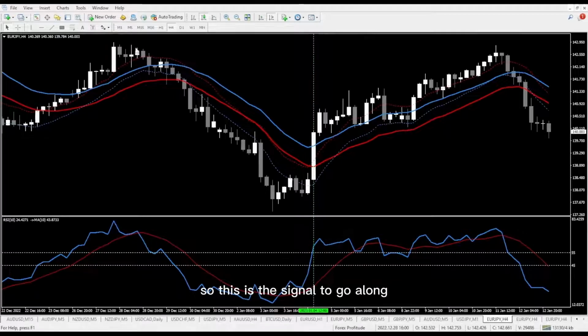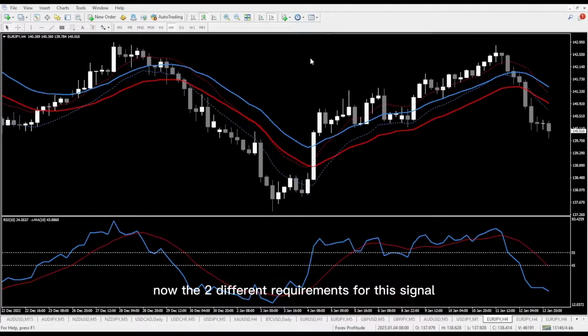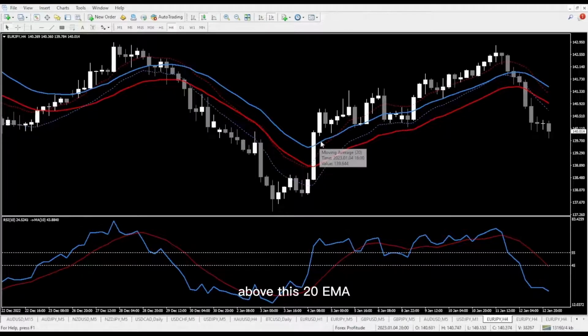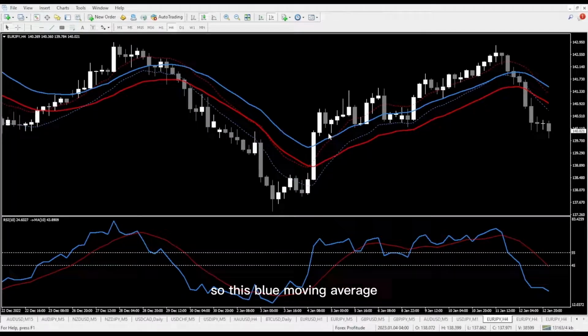All right, so this is the signal to go long. So on this one candle right here, we have a signal that we can use to go long. Now, the two different requirements for this signal, what makes this signal an actual signal, is A, we get a close above this 20 EMA. So this blue moving average has the candle closing above it. So at this point, we've got the candle closing above that 20 EMA.